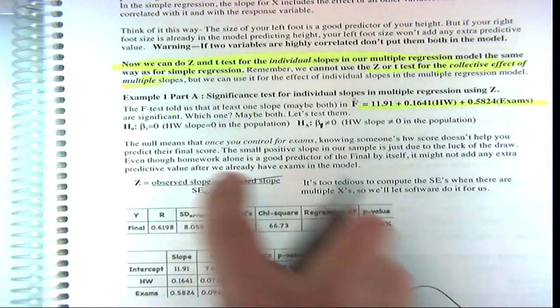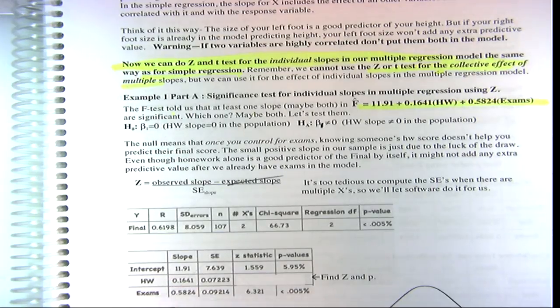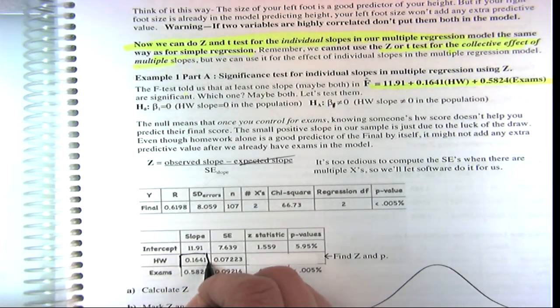So this observed slope is just the slope in our sample. So it's just that right there. So we're going to calculate this, this is what we're looking at, this slope. And we're looking at that standard error.